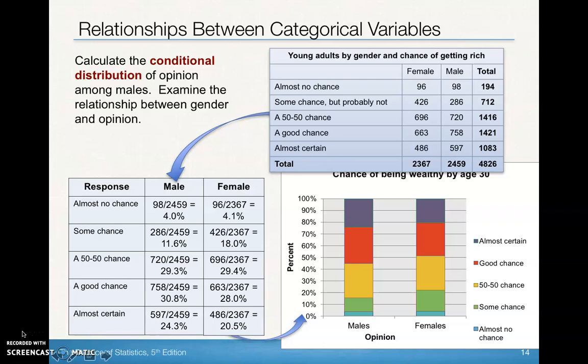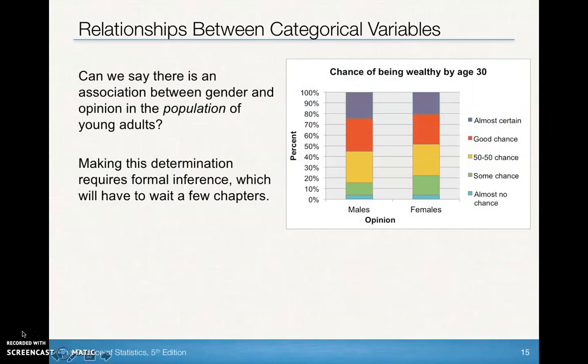In this case, since it looks like the purple and the red and the yellow are somewhat close to the same size, I would say there's probably not an association between your gender and your chance of getting rich, because it doesn't matter whether you're female or male, you would have about the same opportunity, no matter which category you're in. So like I said, you can make a determination if there's an association between two variables. If there's a large difference between, let's say, the red categories, then I would say yes, being male greatens or lessens your chance of becoming wealthy by age 30. Or if the yellows were really different in size, then there would be an association.